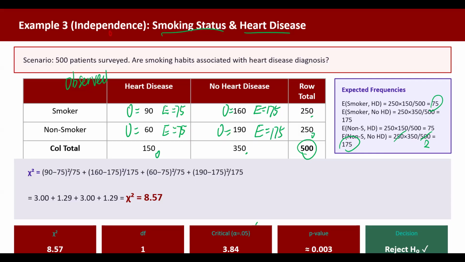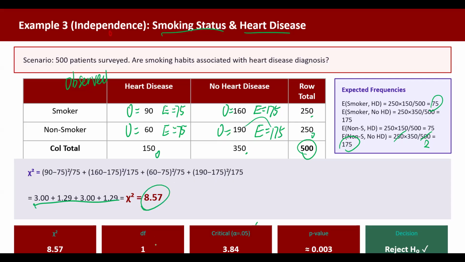Now let's do the calculation. So 90 minus 75, squared, over 75. And then 160 minus 175, squared, over 175. And 60 minus 75, squared, over 75. And then the last one is 190 minus 175, squared, over 175. We combine them, and we get chi-square 8.57.